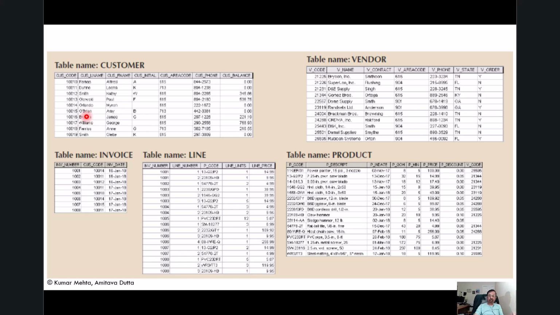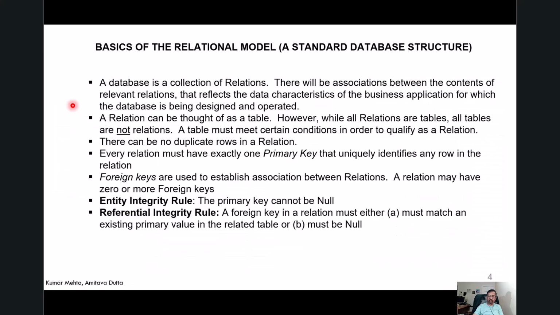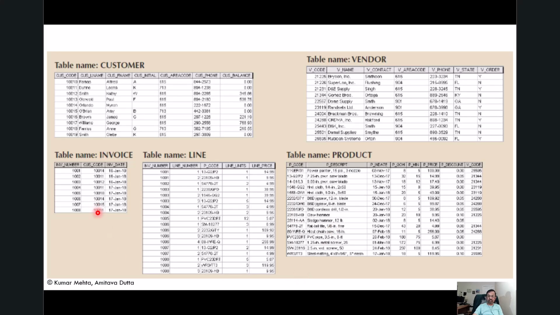So the referential integrity rule says that if the value exists for a foreign key, it must match a primary key in the related table. So the table customer is related to invoice. If I have a value for the foreign key, it must match an existing primary key in the related table. That's the first condition. There's a second part to that statement. It says or must be null. That simply means that if there's no value for the foreign key, it must be null.